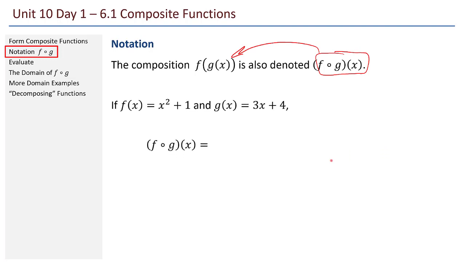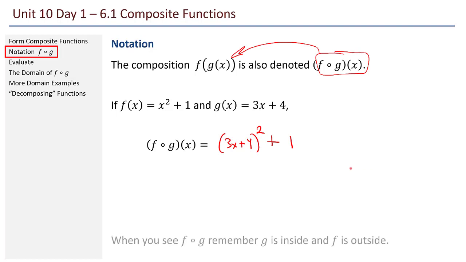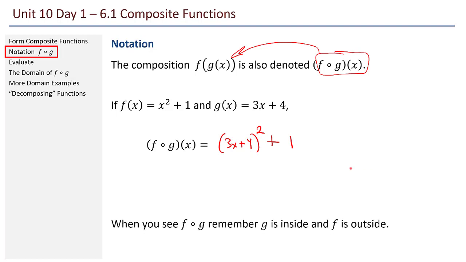For example, if f is x squared plus 1 and g is 3x plus 4, f of g of x, well, it looks like the f on the outside, but what goes in place of x is 3x plus 4, like that. So when you see f of g, please remember, g is on the inside and f is the outside function.